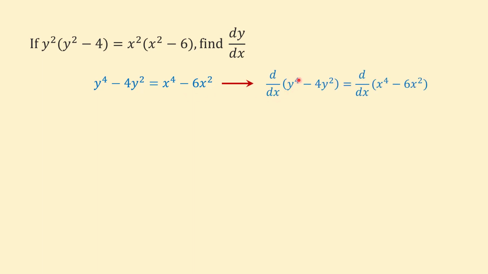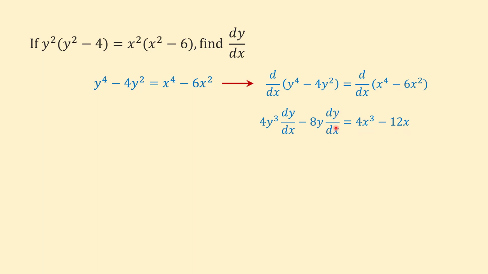Derivative of y to the fourth with respect to x is 4y cubed. We use power rule and we have to multiply it by dy over dx. And derivative of 4y squared with respect to x is 8y. Apply power rule and don't forget to multiply it by dy over dx. So derivative of this relation with respect to x is 4y cubed dy over dx minus 8y dy over dx equals 4x cubed minus 12x. Derivative of x to the fourth is 4x cubed and derivative of 6x squared is 12x.